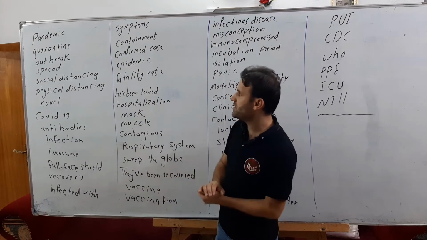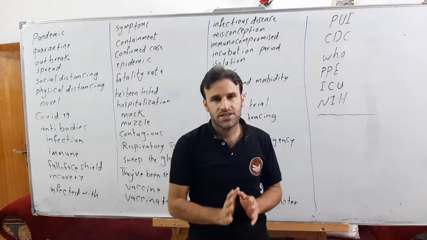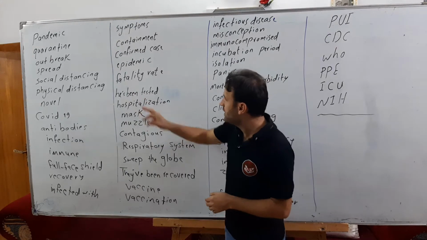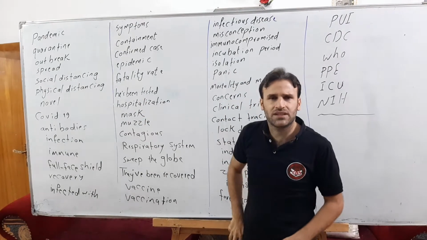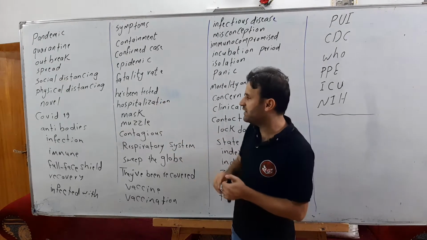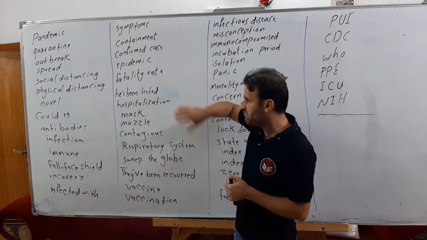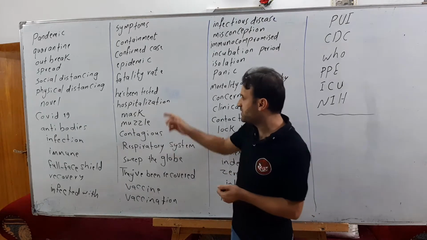We have fatality rate. Fatality rate اللي هي نسبة الوفيات. He has been tested. We sometimes say he has been tested positive, he has been tested negative, يعني شخص بالإيجابي أو بالسلبي.